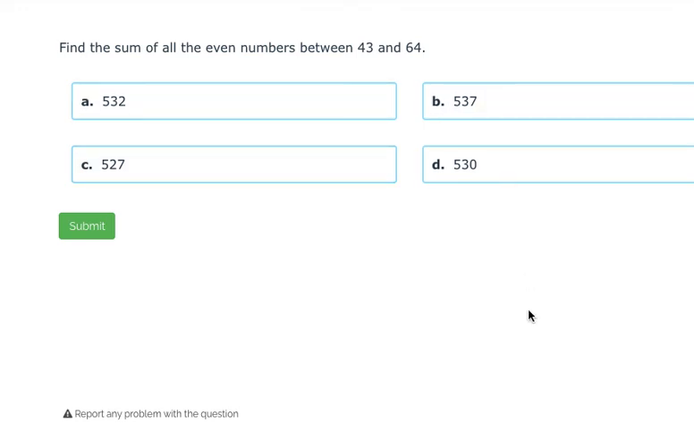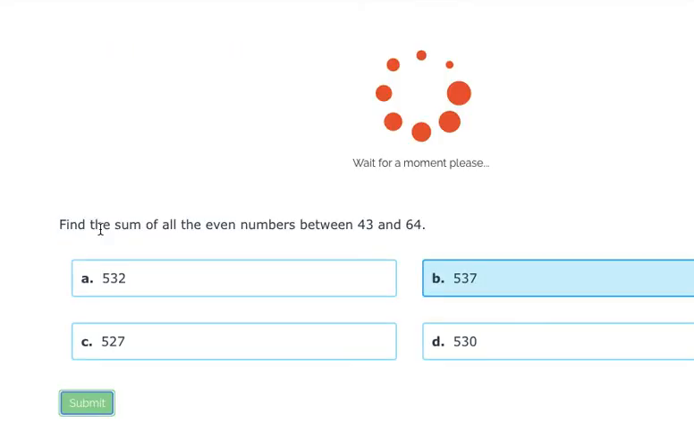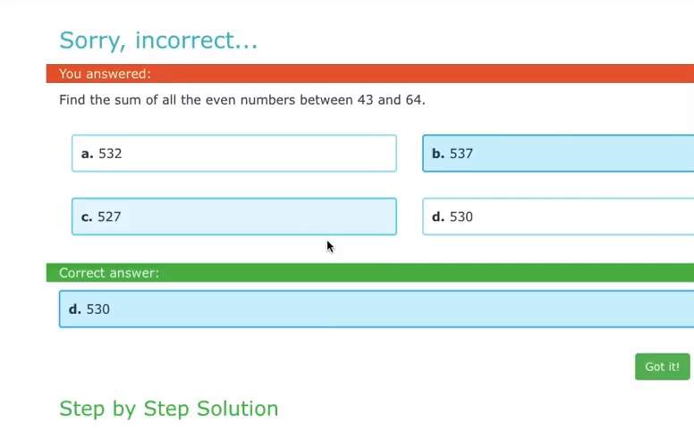Okay, just choose some answer and they'll show the explanation. Let's choose the closest. Let's see what is the step-by-step solution.